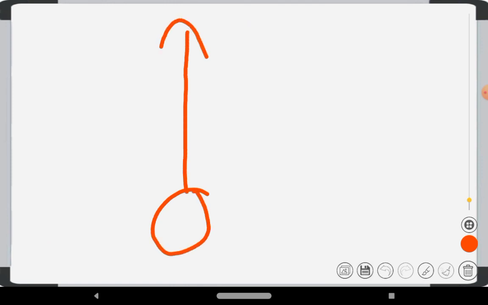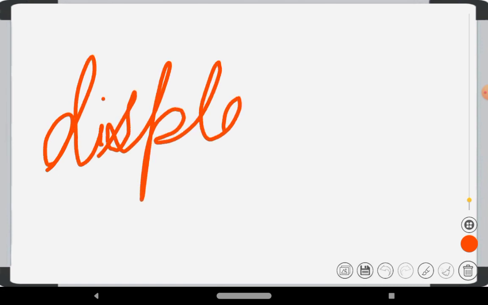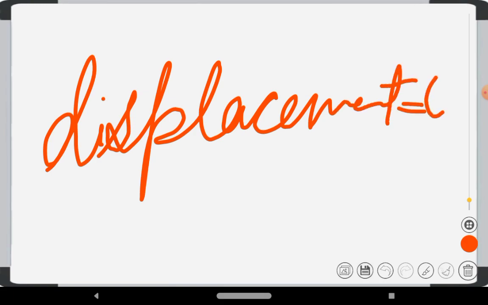So let me ask you a question. If a ball goes up and then comes down on the exact same point, what will be its displacement? Its displacement will be 0.